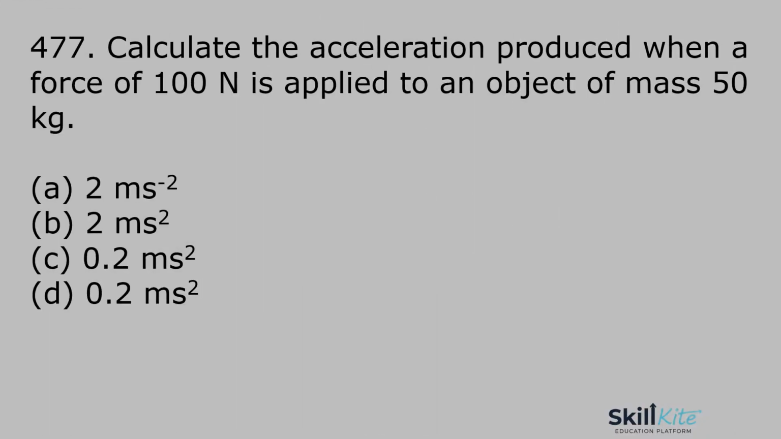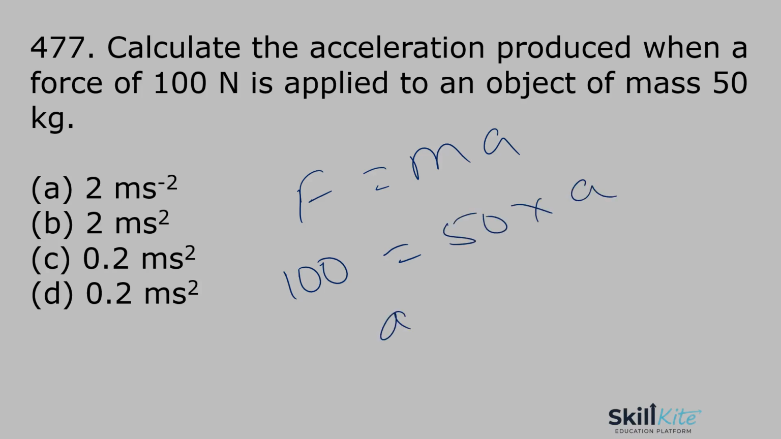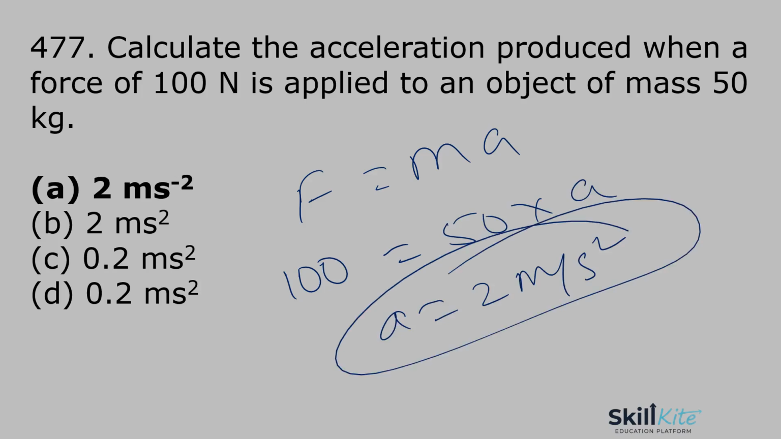Calculate the acceleration produced when the force 100 newton applied on an object of mass 50 kg. Okay, force equals ma. Force is given as 100 newtons and mass is 50, so a equals 2 meter per second square. Okay, so option A.